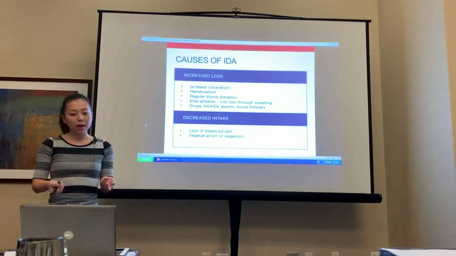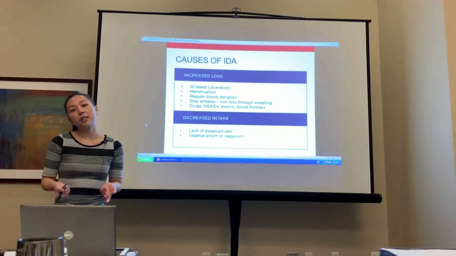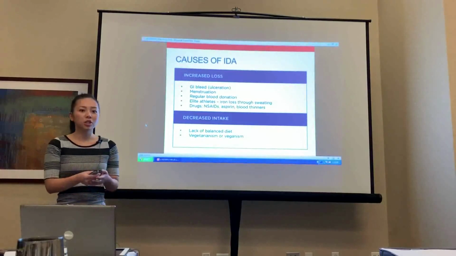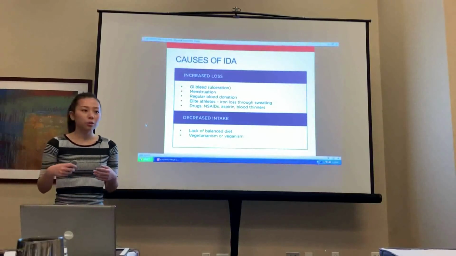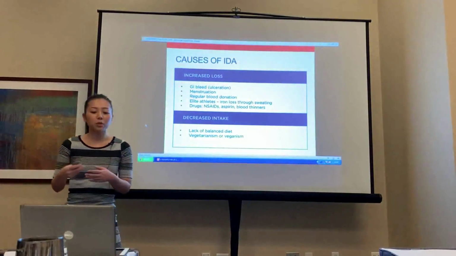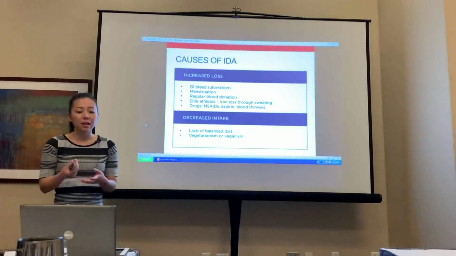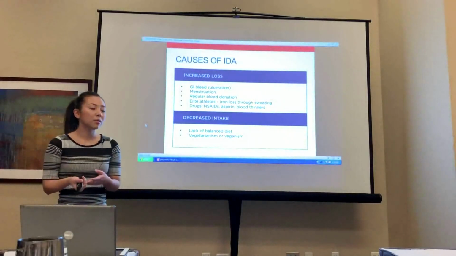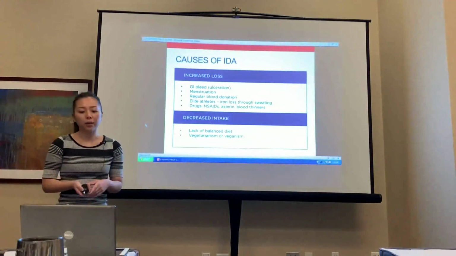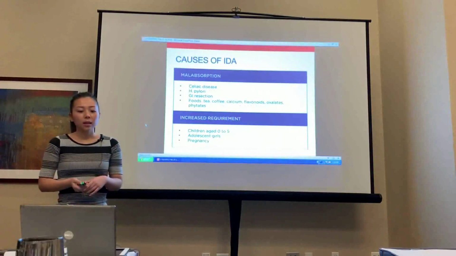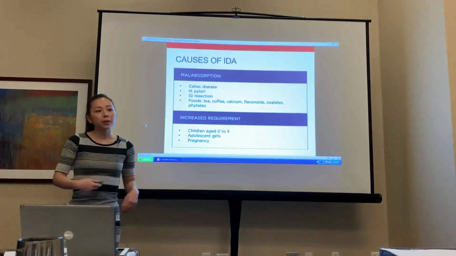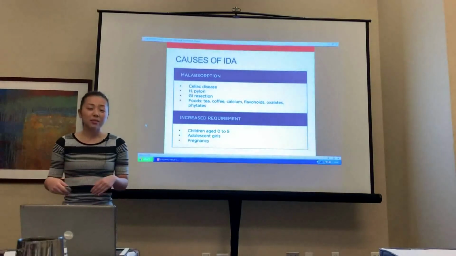Another category of risk would be decreased intake. So dietary intake is really important. And that can range from somebody who just generally has a poor diet to a very restricted diet. And we're seeing more and more of this now. I think it's more and more of a trend for people to have restricted diets. So vegetarian and veganism, those are really big risk factors because they're not getting that heme iron, which is more readily bioavailable.